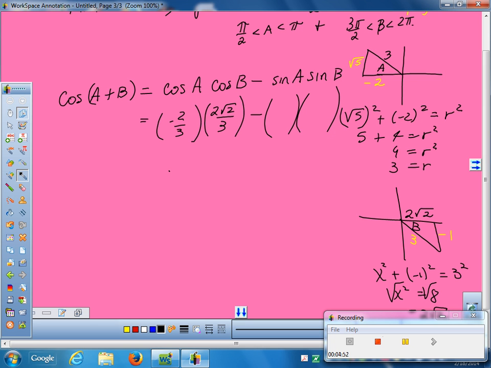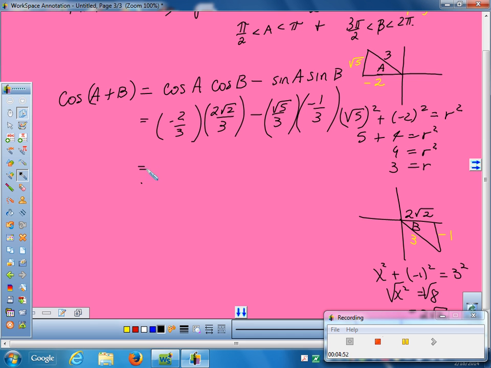Okay, so now, go find me the sine of angle A. Sine of A is y over r. So y over r out of picture A is square root of 5 over 3. And y over r out of picture B is negative 1/3. Okay, then, last but not least, you just have to crunch the final answer. Sometimes it'll come out to a nice number, and sometimes it will come out ugly like this one's going to.